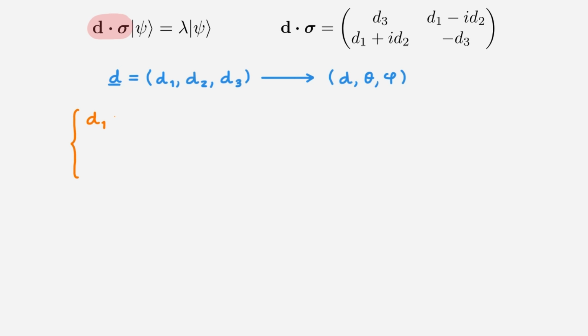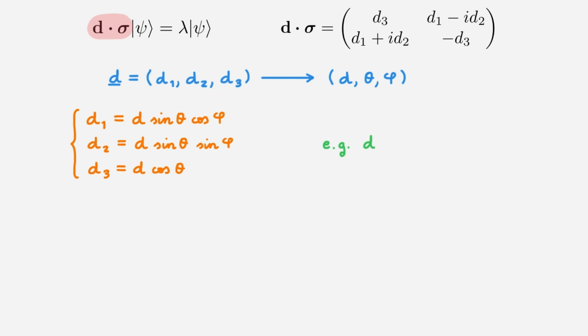We take d1 to be equal to d sine theta cosine phi. Then we take d2 to be equal to d sine theta sine phi. And we take d3 to be equal to d cosine theta. From these relations, we can also calculate the inverse transformation, but we're not going to need them today, so I'm not going to discuss them in detail. If you are interested though, you can always try to calculate them yourself. And for example, you should find that d is equal to the magnitude of the vector d.